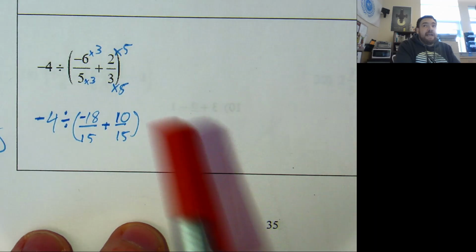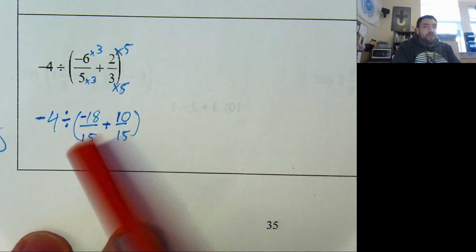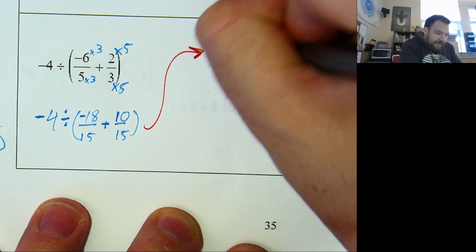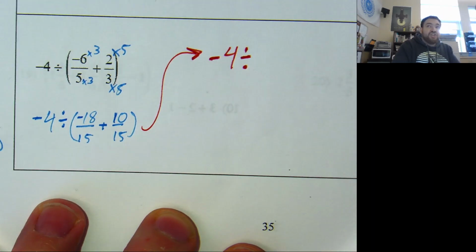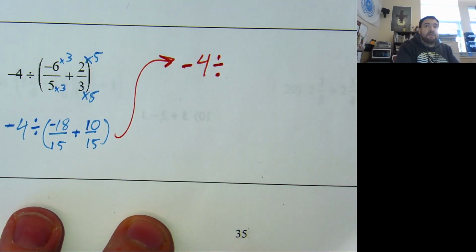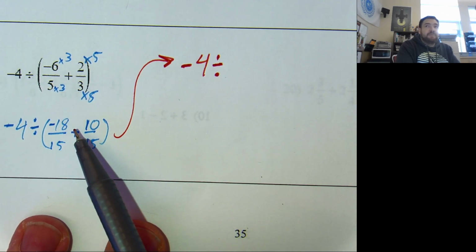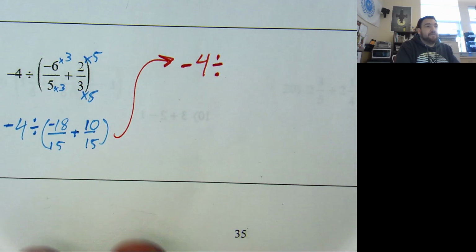And now we add across the top, leave the bottoms alone. So I'm going to go over here. That negative 4 and the division, nothing's changed there. Now I'm going to take a look here. I got negative 18 plus 10. What's negative 18 plus 10?